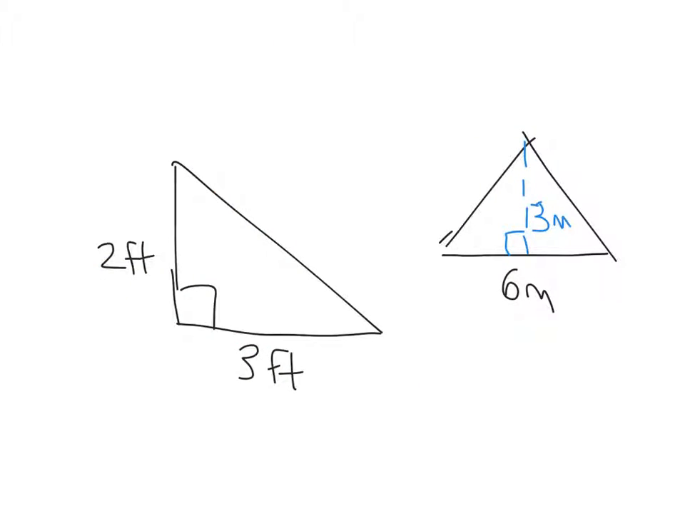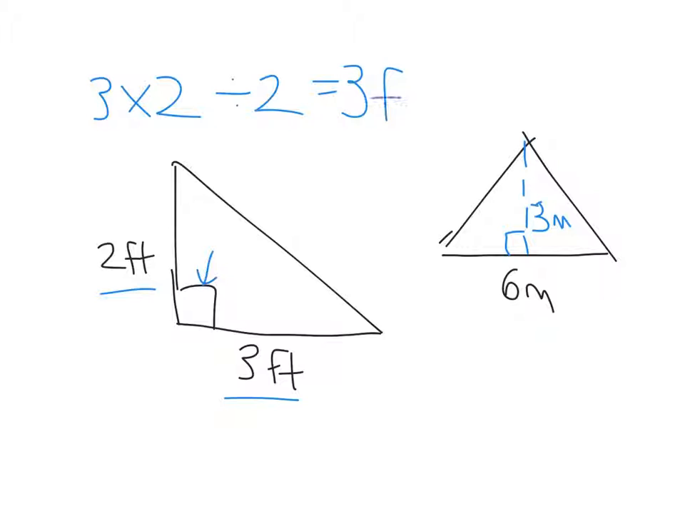One more little bit of review. The area of a triangle is going to be the base of the triangle. In this case here, it's going to be 3, times the height of the triangle, the perpendicular height. That's why that box is important. That means that it's a right angle. That means it goes straight up. So it's going to be 3 times 2, and then whatever that is divided by 2. So this is going to be equal to 3, and area is measured in square units, so it's going to be 3 feet squared.